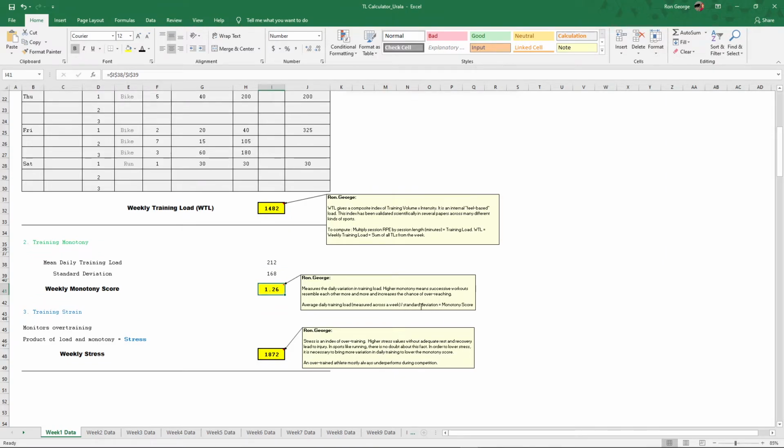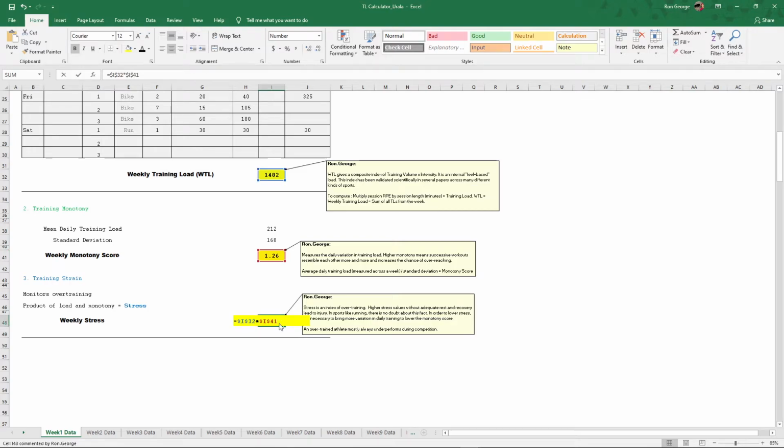The higher the monotony, the more each day is similar to the previous day. There is lesser variation, and so you want to stay away from too many weeks with too much monotony, because that could increase the chance of overreaching. And then your weekly stress is nothing but the product of monotony and training load.